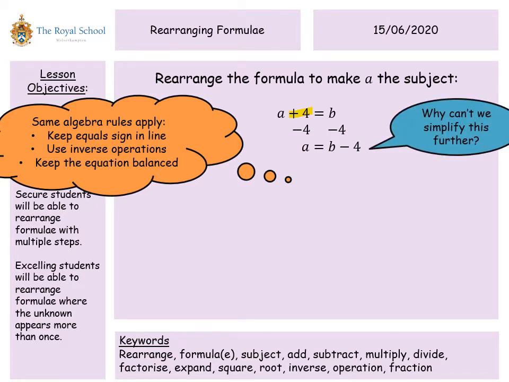We can't simplify this any further because we've got our single term expressions here. We've got an a on its own, we've got a b on its own, and we've got the minus 4. There's no like terms to collect here, and there's no multiples of terms, so we can't divide or factorise.